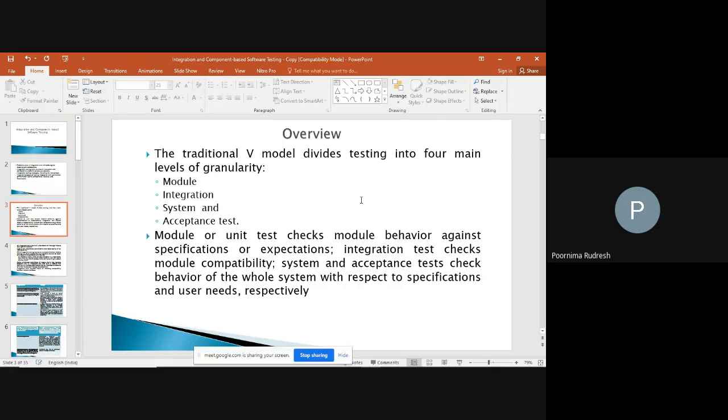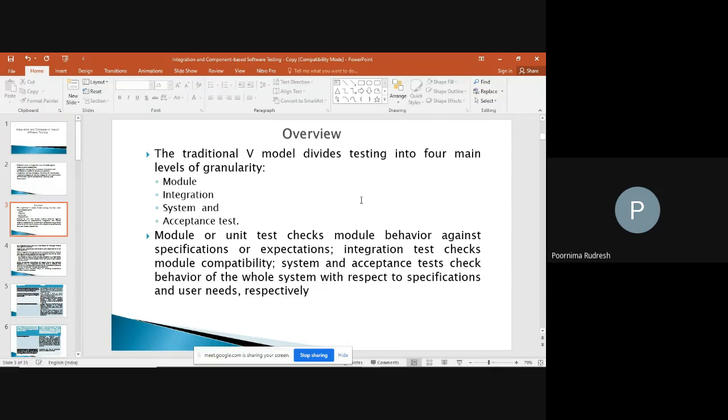To study integration testing, first you need to know what the V model is, or what it consists of. The traditional V model divides testing into four main levels of granularity. One is the module, second is the integration, third is the system, and fourth is the acceptance test. So here we are dividing the V model into four levels of granularity: module, integration, system, and acceptance test.